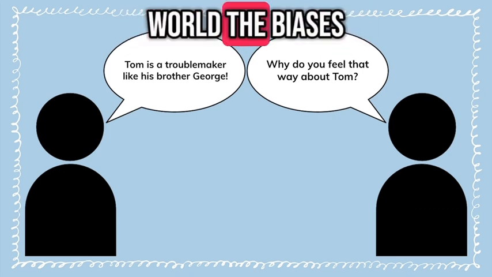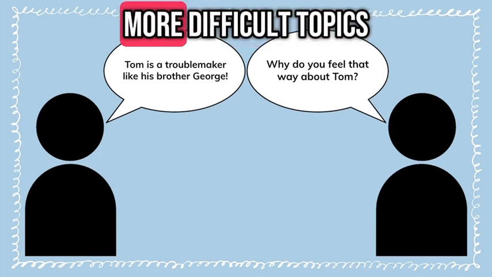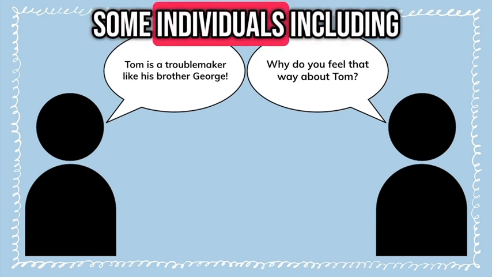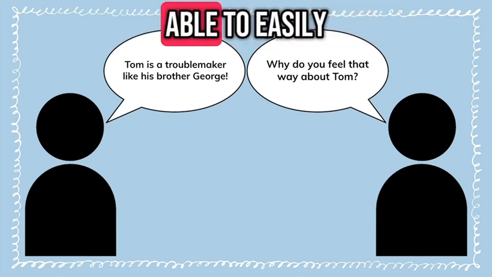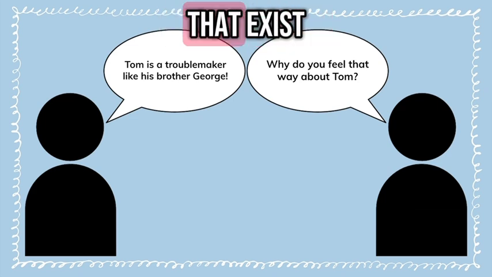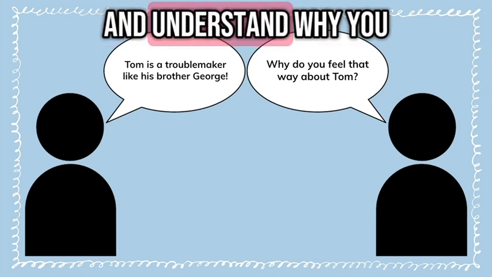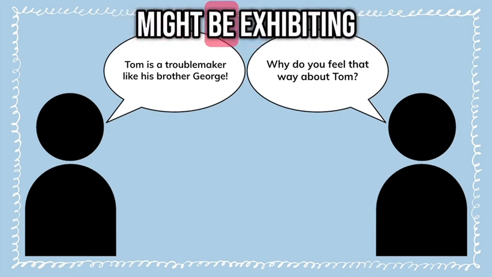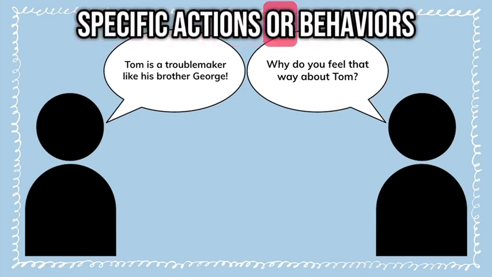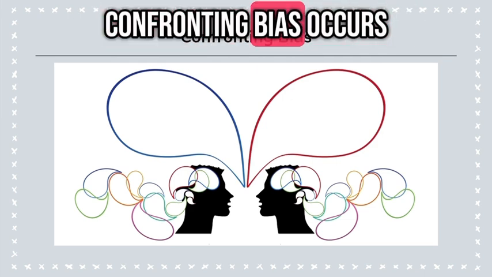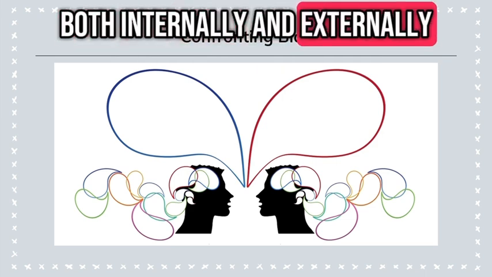In the real world, the biases that arise might revolve around more difficult topics. Some individuals, including yourself, might not be able to easily see the biases that exist. Despite this, it is important to question and understand why you or someone else might be exhibiting specific actions or behaviors. Confronting bias occurs both internally and externally.